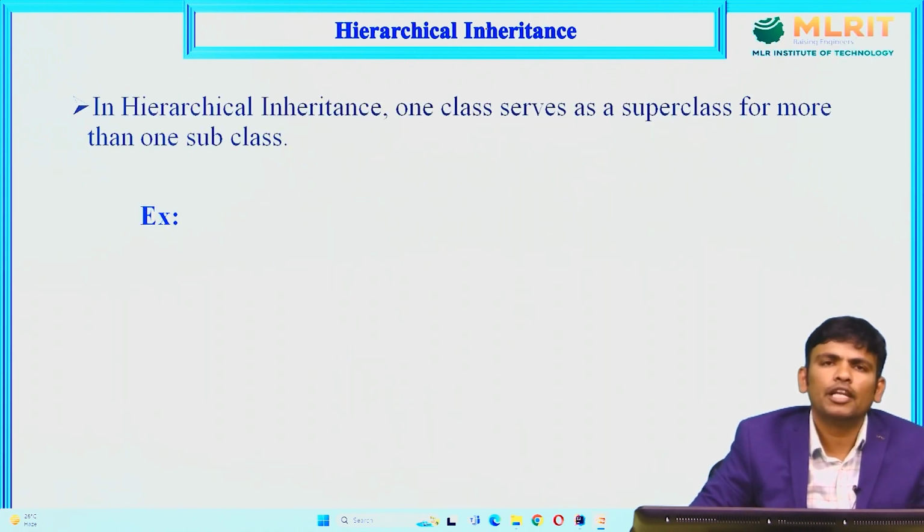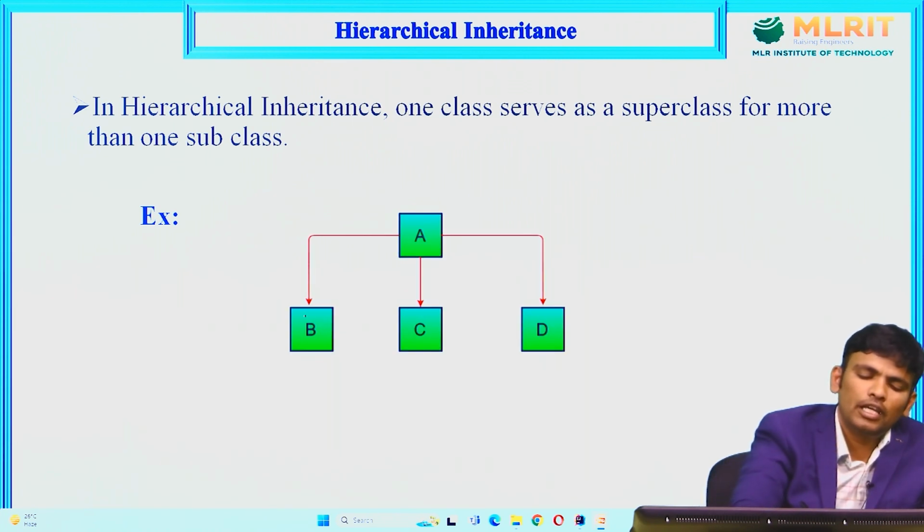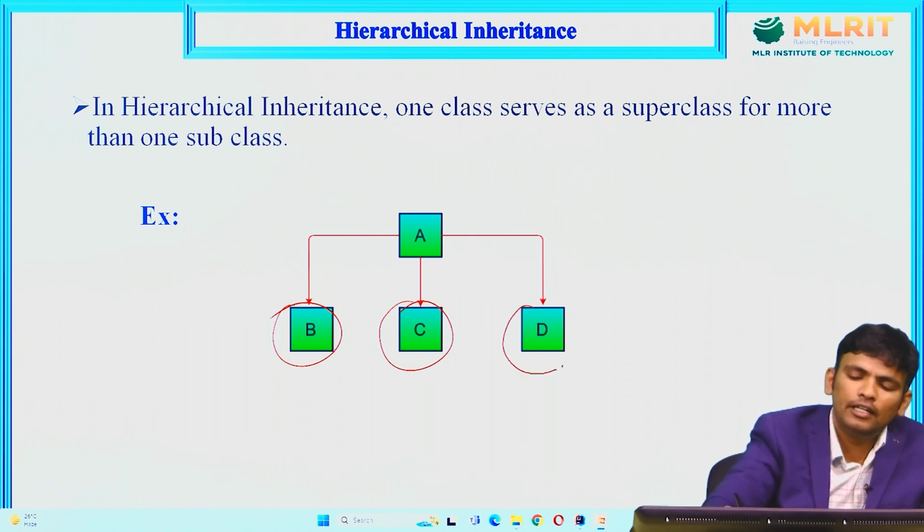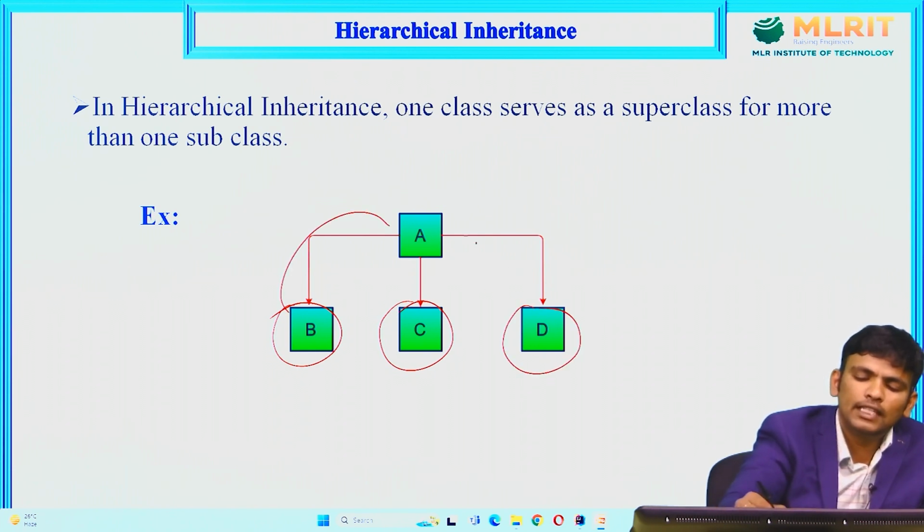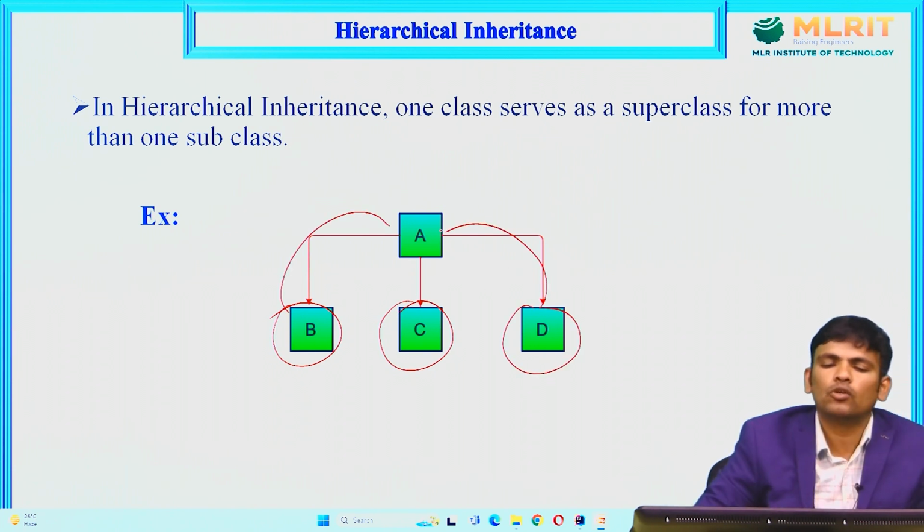Now, hierarchical inheritance. Hierarchical inheritance means one class serves as a parent class, and the remaining classes act as child classes. Deriving multiple child classes from a single parent class is nothing but hierarchical inheritance. See here, I am deriving multiple child classes B, C, and D from only one single parent class. So this concept is called what?